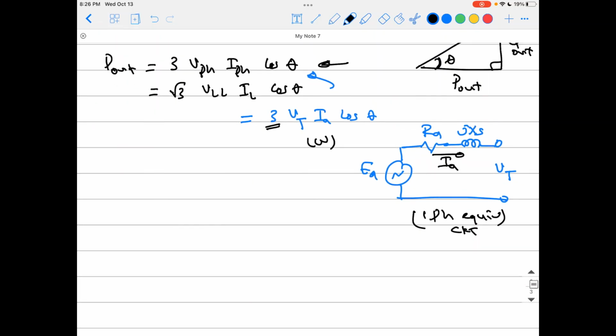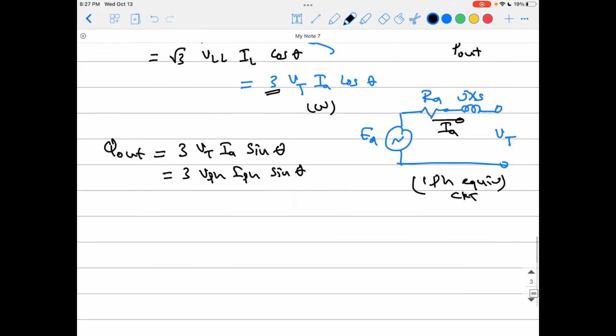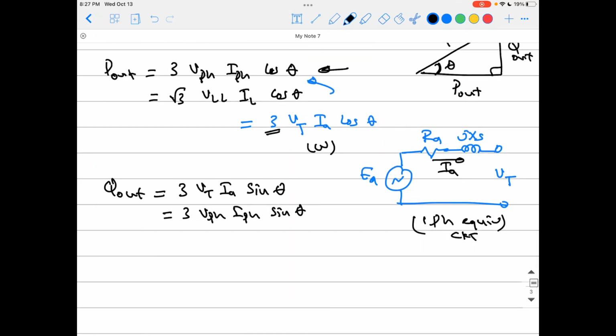You calculate Q with the same idea, so Q output should be 3 V terminal IA sine theta. Okay, it's coming from 3 V phase I phase sine theta, which also can be calculated from the line to line, but using square root of 3, not just 3. Yeah. So that is the P output and Q output.